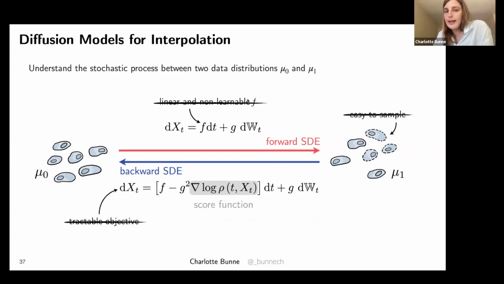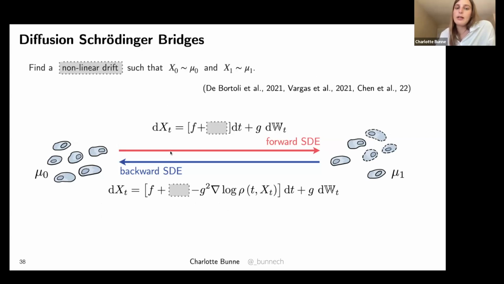So, of course, a linear non-learnable F is not getting me from a distribution of cells at time point 0 to a distribution of cells at time point 1. This distribution is not easy to sample anymore, and I also don't have a tractable objective. Because I somewhat need to redefine here this drift, the simple F, which has been used in score-based generative models, and it needs to be a non-linear drift that really explains those cellular dynamics over time.